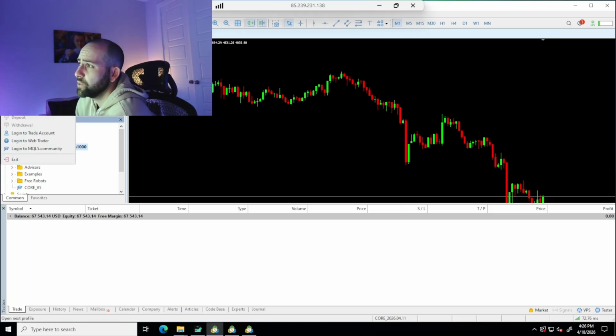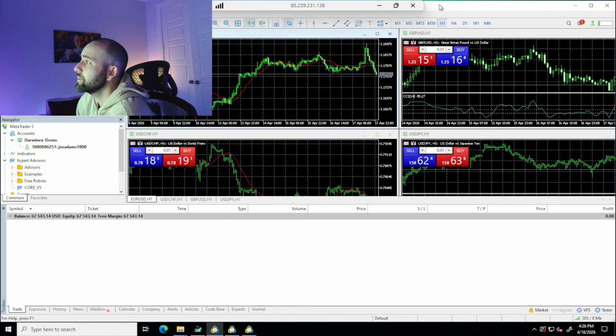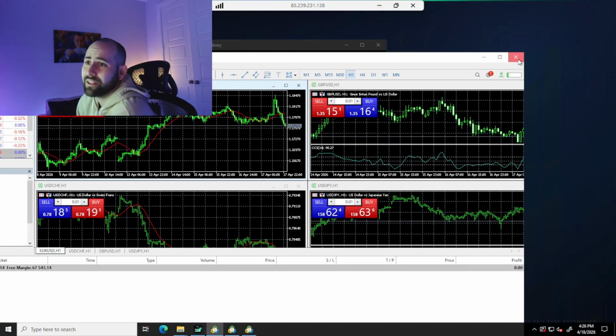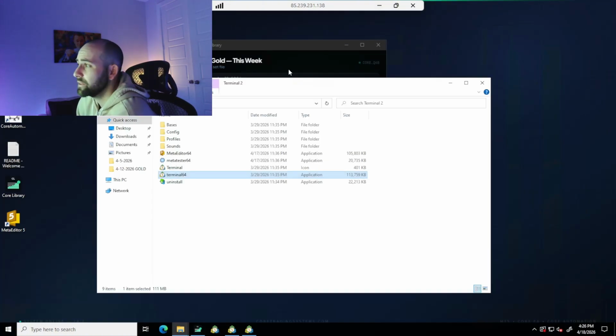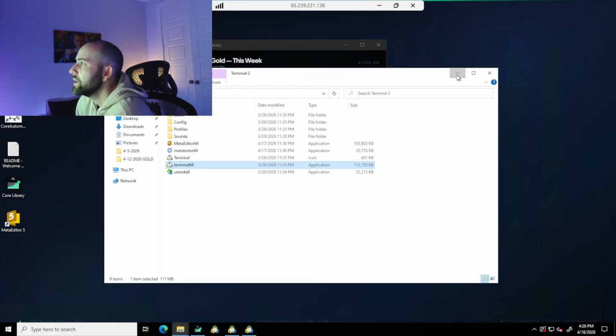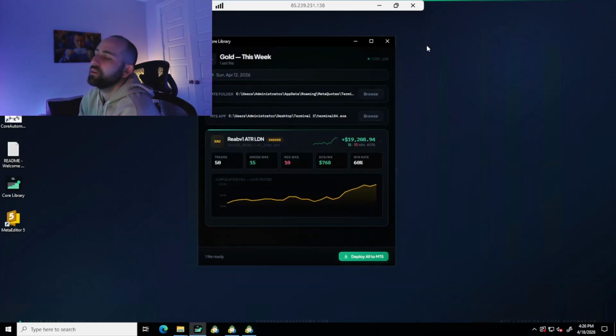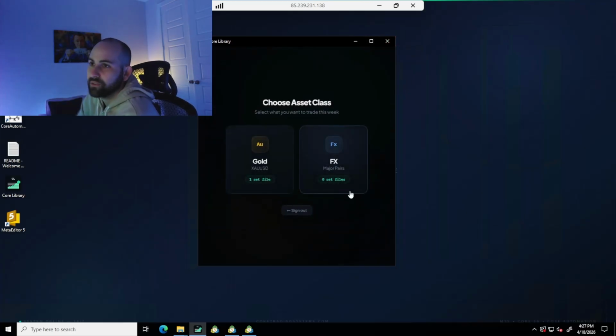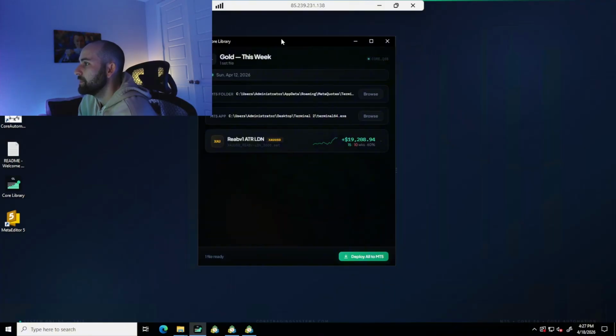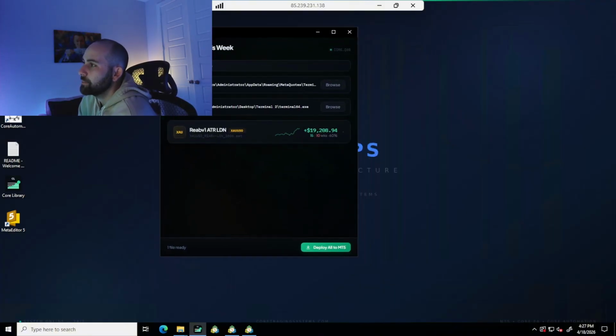This is really cool. Again, this is not going to be for everyone, but it's going to be a different subscription, a different audience target. But basically, you're going to get all the proven set files for that week. You don't have to do any testing. The system will automatically test. You'll get to choose if you want FX or gold to trade. You'll choose gold, for example, and up here it says Sunday, April 12th. That's the week that just passed.